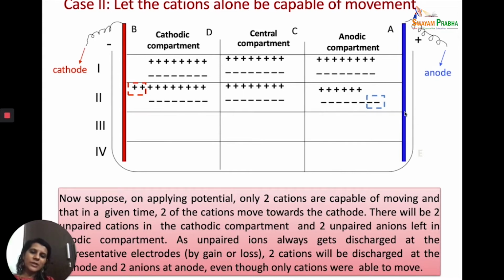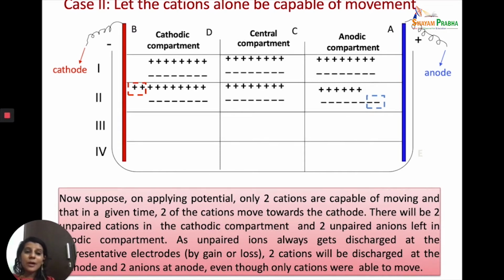Now look at the anodic compartment. Because 2 anions had moved out from the anodic compartment, you have 2 extra anions left in the anodic compartment. And what is the rule for electrolysis? That the unpaired ions are discharged at the electrodes. So although only 2 cations moved from anode to the central to the cathode, you had 2 cations left in the cathodic compartment which are unpaired. But because there was a movement of cations, you have 2 anions left unpaired at the anodic compartment. So unpaired ions are discharged at the electrode. So 2 cations will be discharged at the cathode and 2 anions will be discharged at the anode.